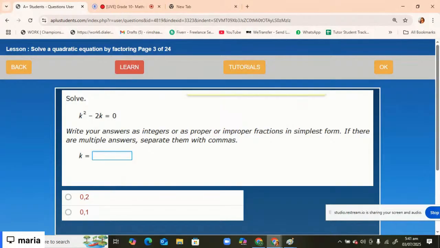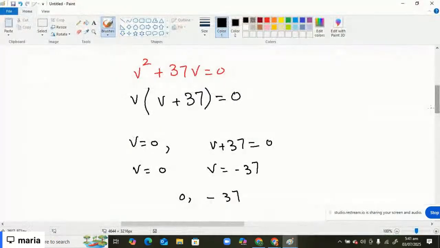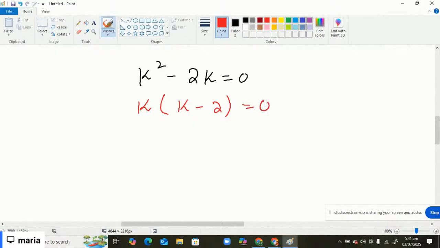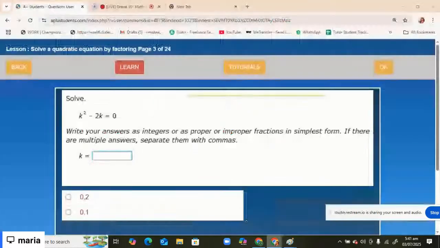Now k square minus 2k is equal to 0. Taking k common, that becomes k minus 2 inside. Both are separately equal to 0. So from here k is equal to 2. So 0 and 2.